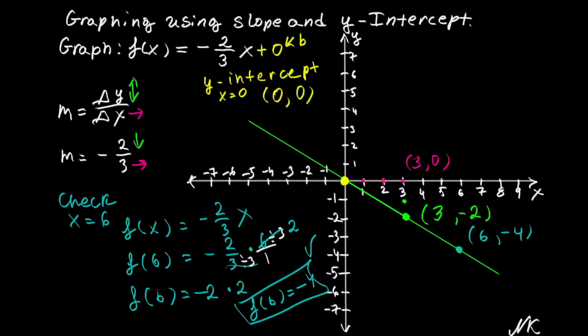This checks out. So this line is the solution for f of x is equal to negative 2/3 of x. That's all.